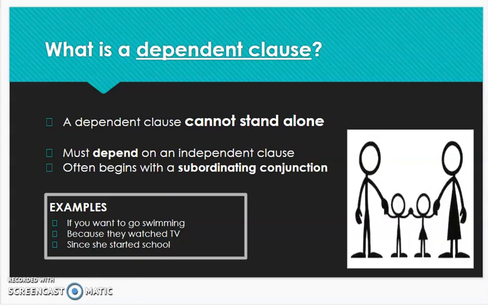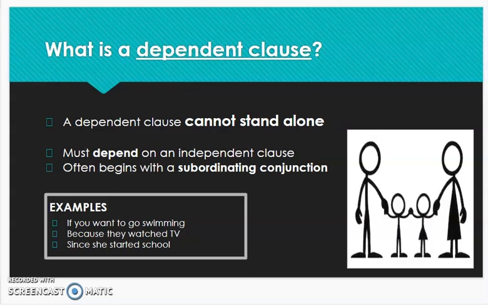What's a dependent clause? A dependent clause cannot stand alone, must depend on an independent clause, and often begins with a subordinating conjunction. I hope you remember subordinating conjunctions. We used to call them awoobies in the class, and we did several assignments on how to find the awoobies or subordinating conjunctions in the sentences. So let's look at some examples.